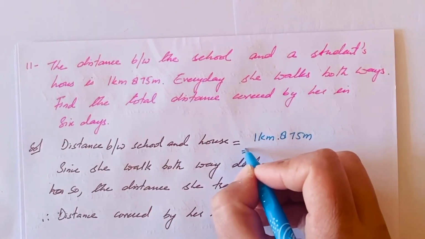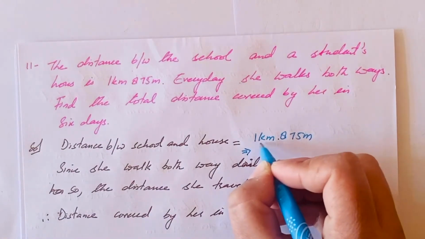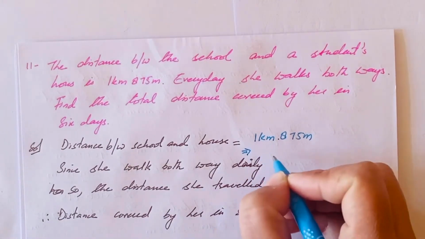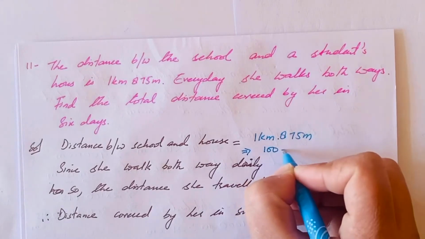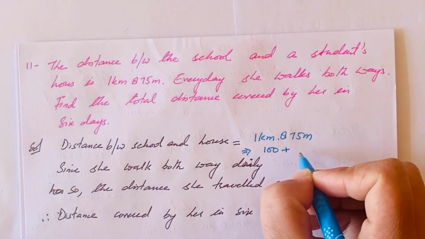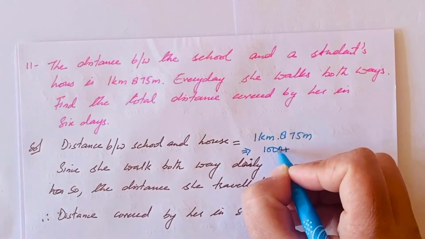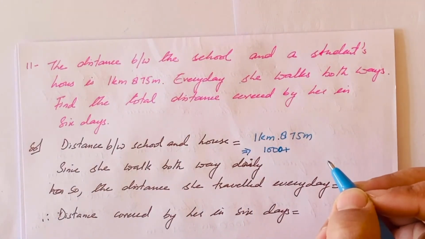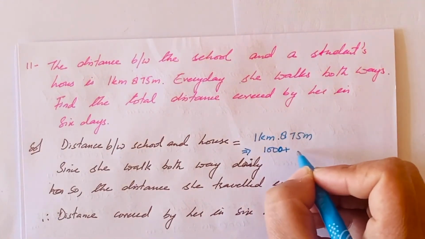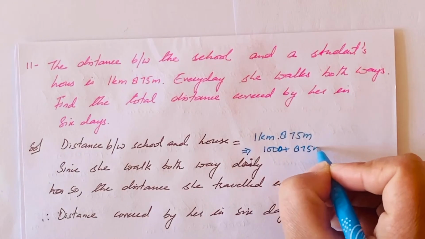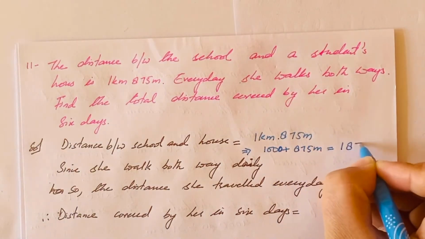While converting, we have to convert 1 kilometer into meter. Sorry, 1 kilometer equals 1000 meter, not 100. 1000 meter plus 875 meter, that is 1875 meter.